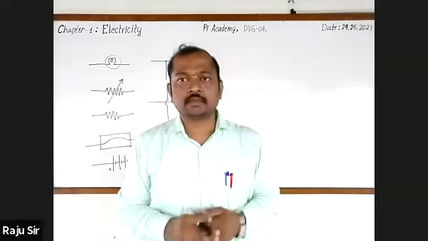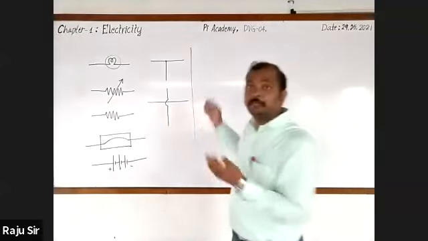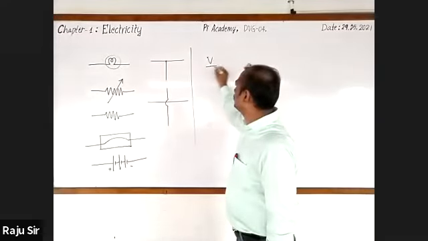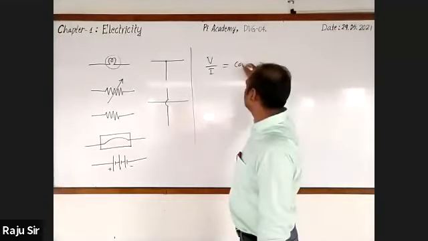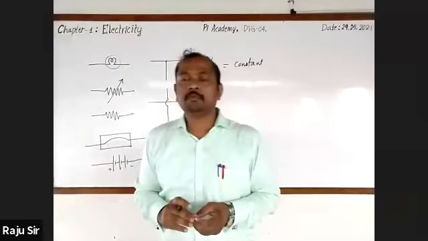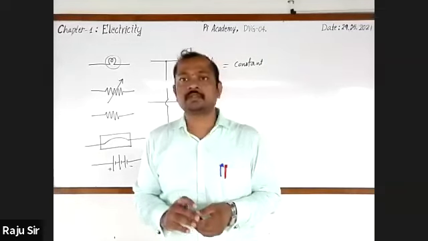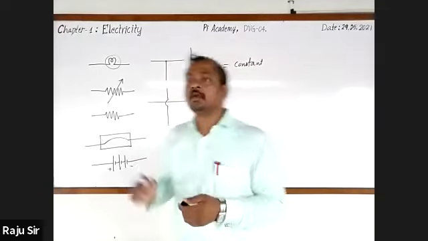Then what is that relationship? V by I is equal to constant, sir. Yes, it is. V by I is equal to constant. And through this, even we stated one of the important laws given by George Simon Ohm. This is Ohm's law.